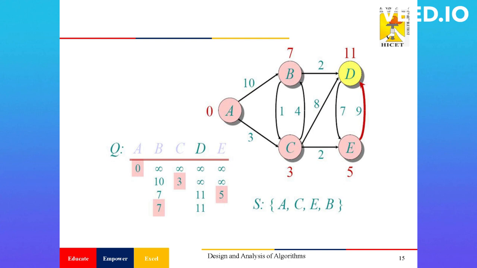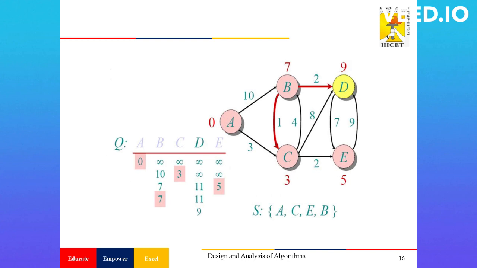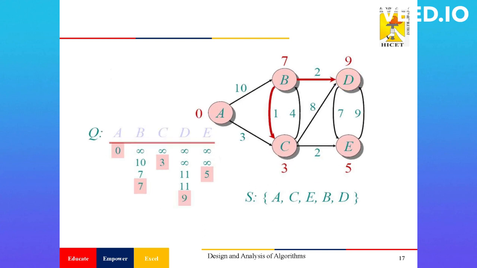Then the remaining vertex D has the lowest minimum value, and we make it a known vertex at last with a weighted value of 9. So from the origin vertex, we have to visit all the vertices in the given graph with minimum weight. So A to B has lowest weight 7, A to C is 3, A to D has the lowest weight of 9, and A to E has the lowest weight of 5.